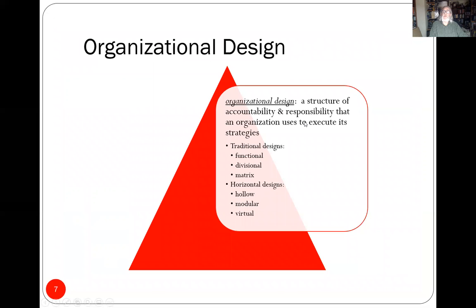Now, organizational design, we should equate this with the word structure or structural. That's what we're talking about. The brief definition is design is a structure of accountability and responsibility that an organization uses to execute its strategy. Okay, so a structure of accountability and responsibility. These are the areas that will control different parts of the operation of the organization. The accountability part and the responsibility part.